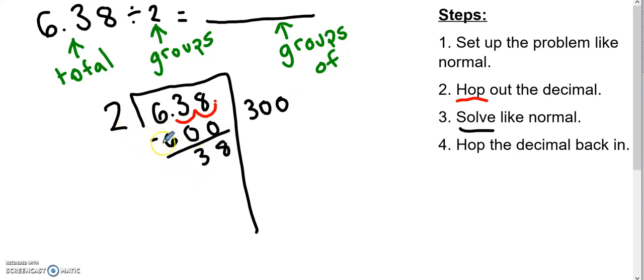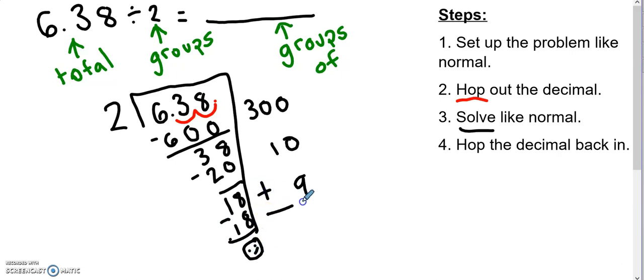Now I'm going to ask myself, how many times can 2 go into 3? And it can go into it 1 time. 1 times 2 is 2, but that's really 20. So this is really a 10. Subtract it out, and we have an 18 left over. How many times can 2 go into 18? It can go into 18 9 times, and 18 minus 18 gives me a 0.